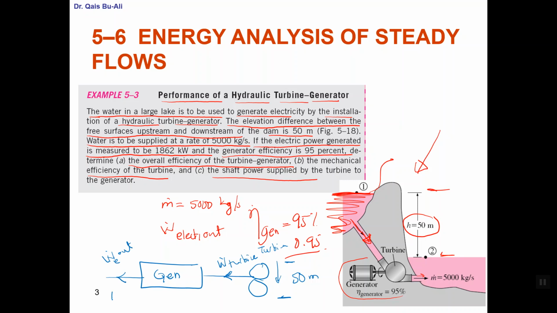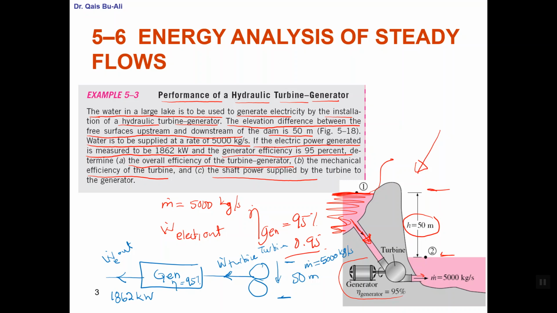The efficiency of the generator, this one, is equal to 95%. And what else do I have? I have the mass flow rate, so I can write also here m dot is equal to 5,000 kilogram per second. And I believe this is all the information we have.